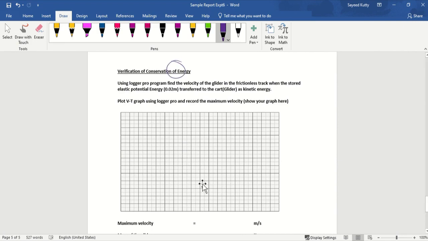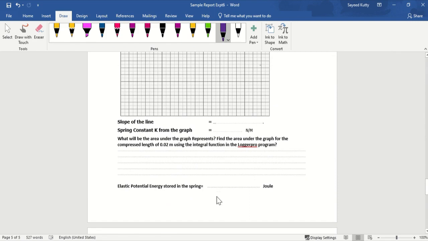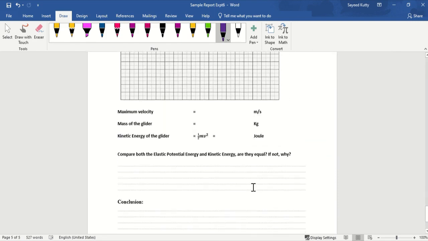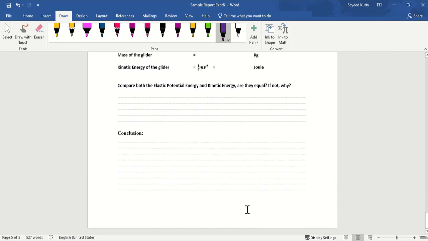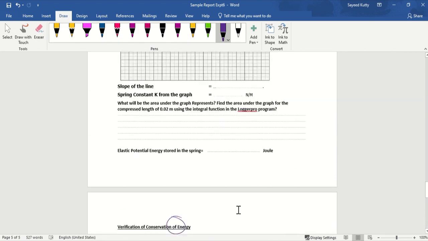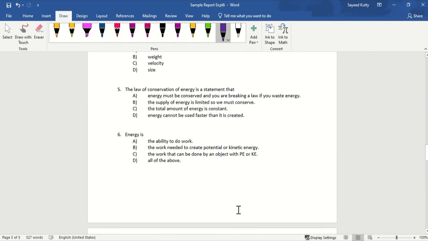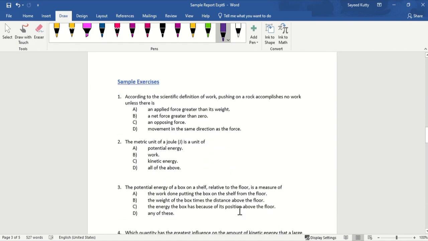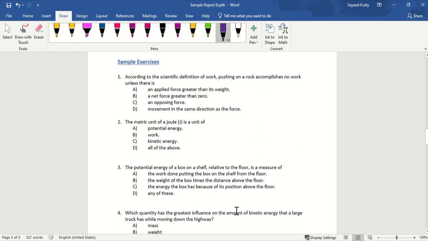Here we will get the potential energy. Then from the second part, I'm going to calculate the kinetic energy. Then if these two are equal, we will say we verify the law of conservation of energy. That is our plan. Now, before I move into the experimental setup, let me just solve these problems.